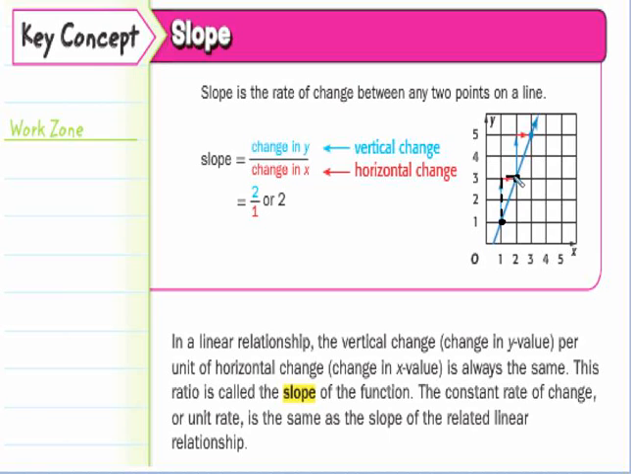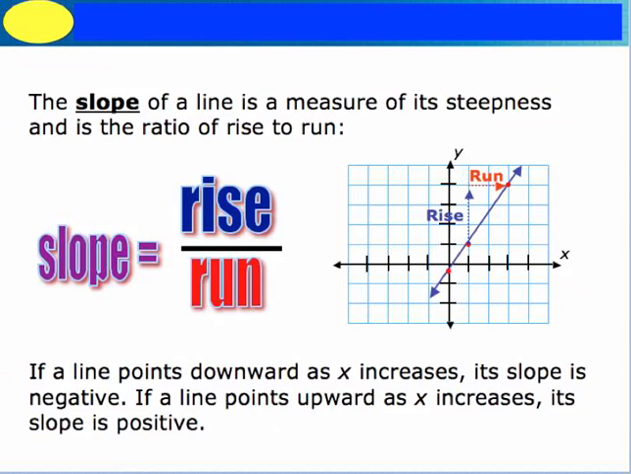In a linear relationship, the vertical change, which is the change in the y value, per unit of horizontal change, which is the change in the x value, is always the same. This ratio is called the slope of the function. The constant rate of change, or unit rate, is the same as the slope of the linear relationship.